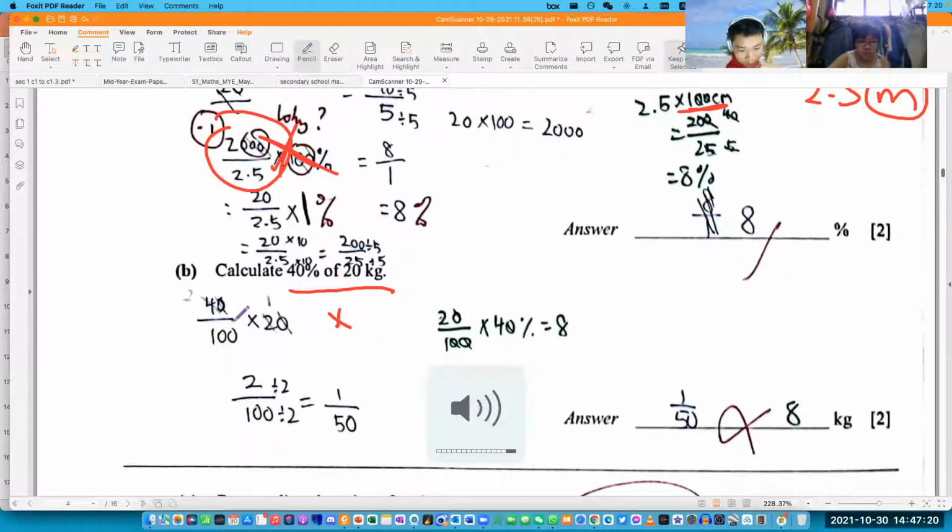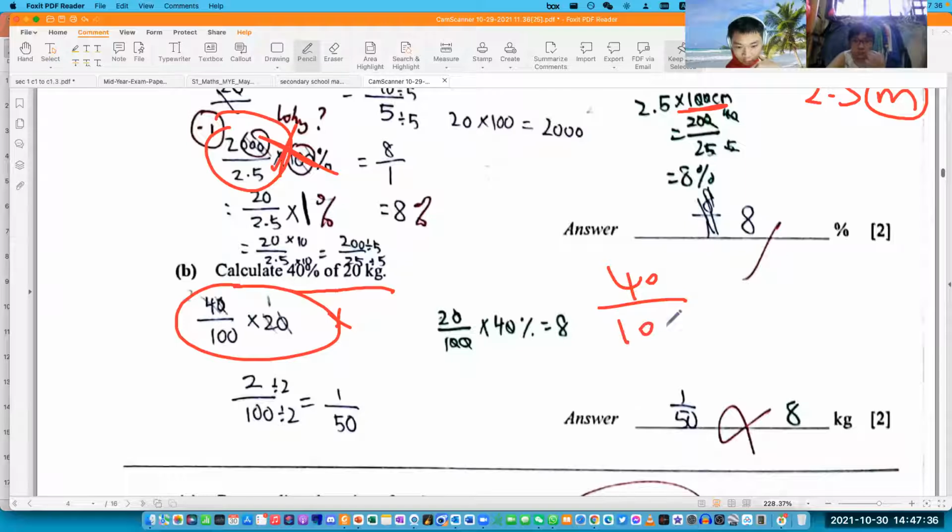I got this one wrong. Yeah. But over here is correct. So for this question, we have 40 over 100 times 20. So what is this? Multiplication, right? So what do you do? Top times top, bottom times bottom, right? I don't know what you are doing here. I don't know how you get 2 over 100. How do you do this?